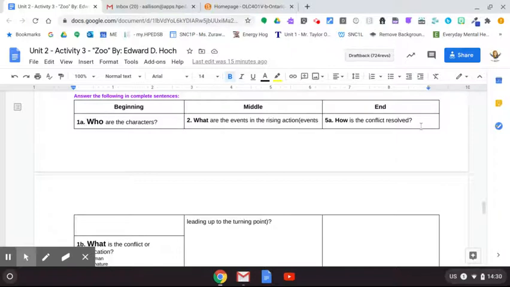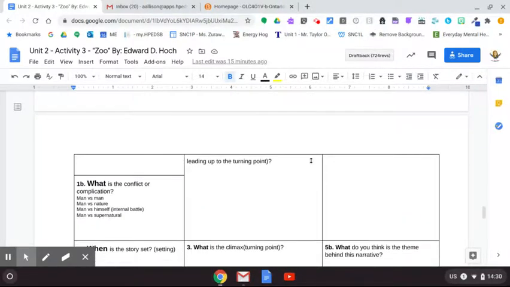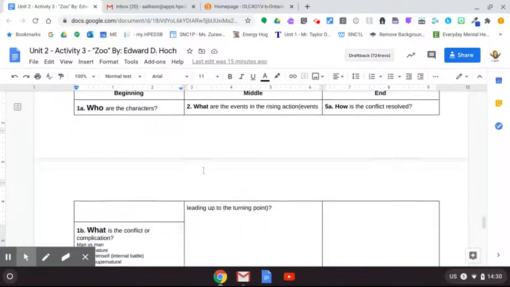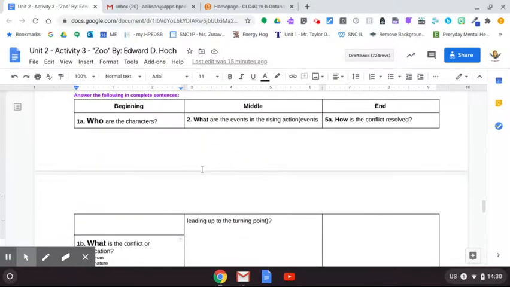So we are going to go through Zoo using the beginning, middle, and end, what we would expect in a story. You are going to write dot points. Some people last year chose to do sentences here, because you do have to pull it all together into a summary later. So it's up to you. But who are the main characters? You can do dot points and say whoever the character's name is.